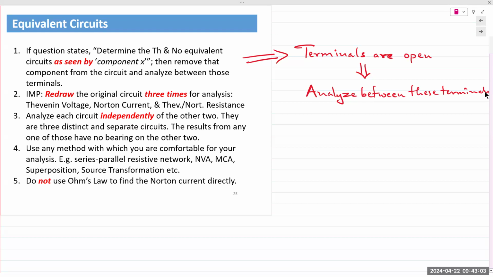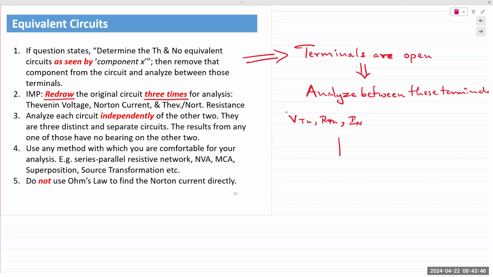But in all cases, it simply means that that particular component or that particular circuit is not part of your analysis. Okay. Then you wish to find VTH, RTH, and IN. You need to perform 3 separate analyses to find each one of these 3 quantities. So you have to redraw the original circuit 3 times with that component removed, and you analyze each circuit independently.